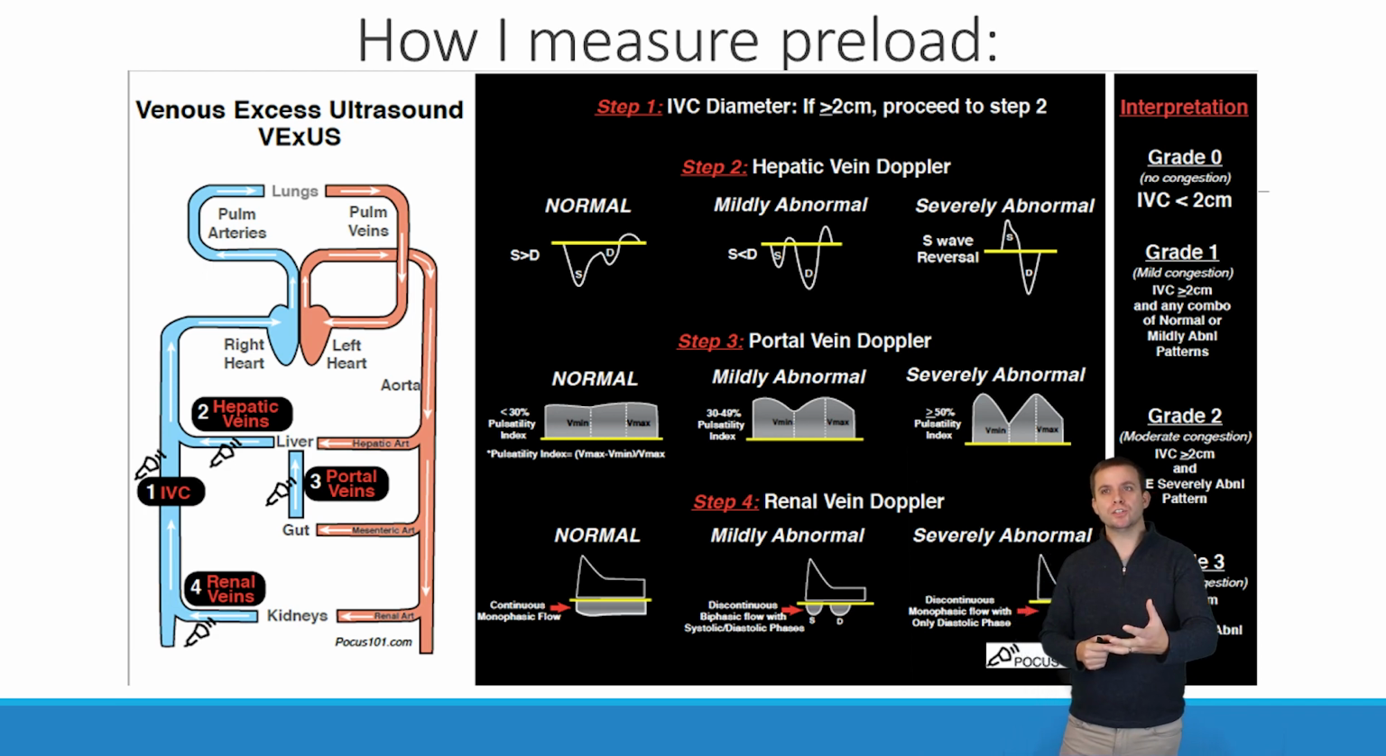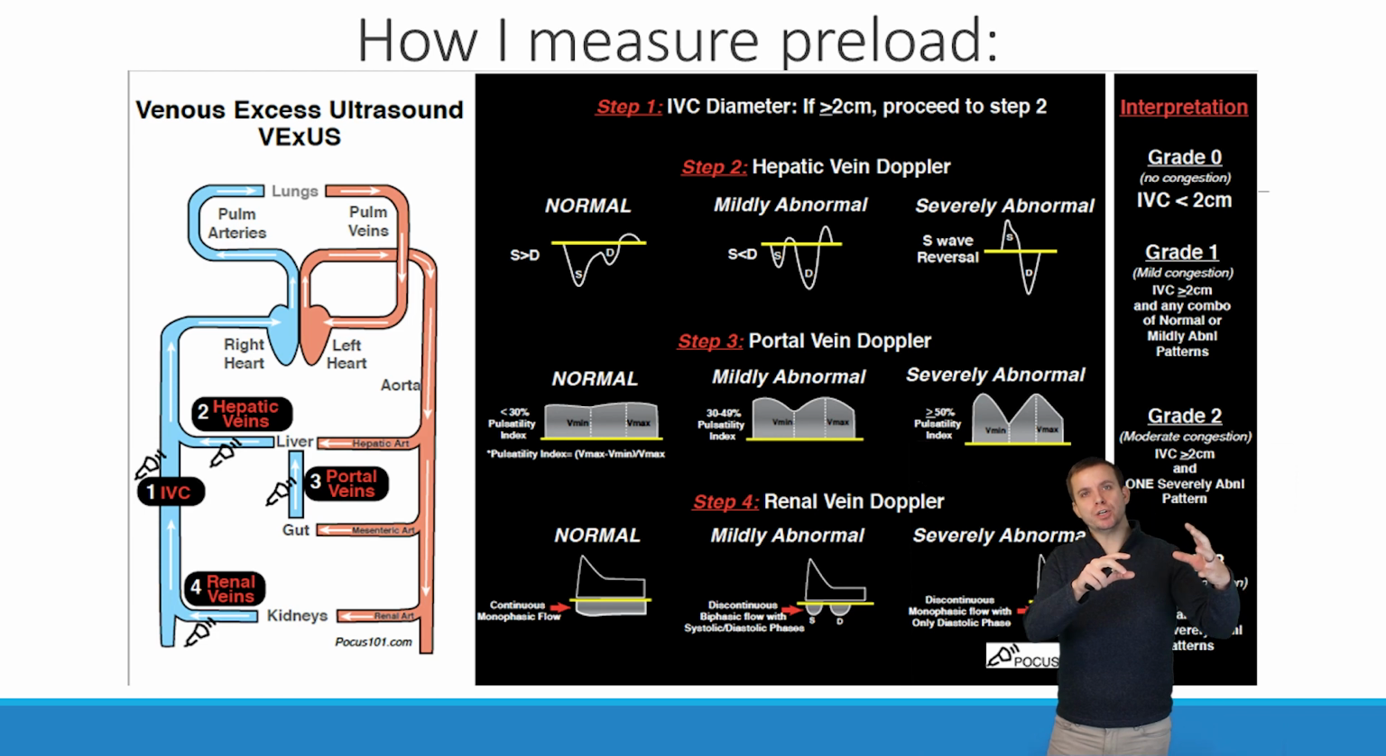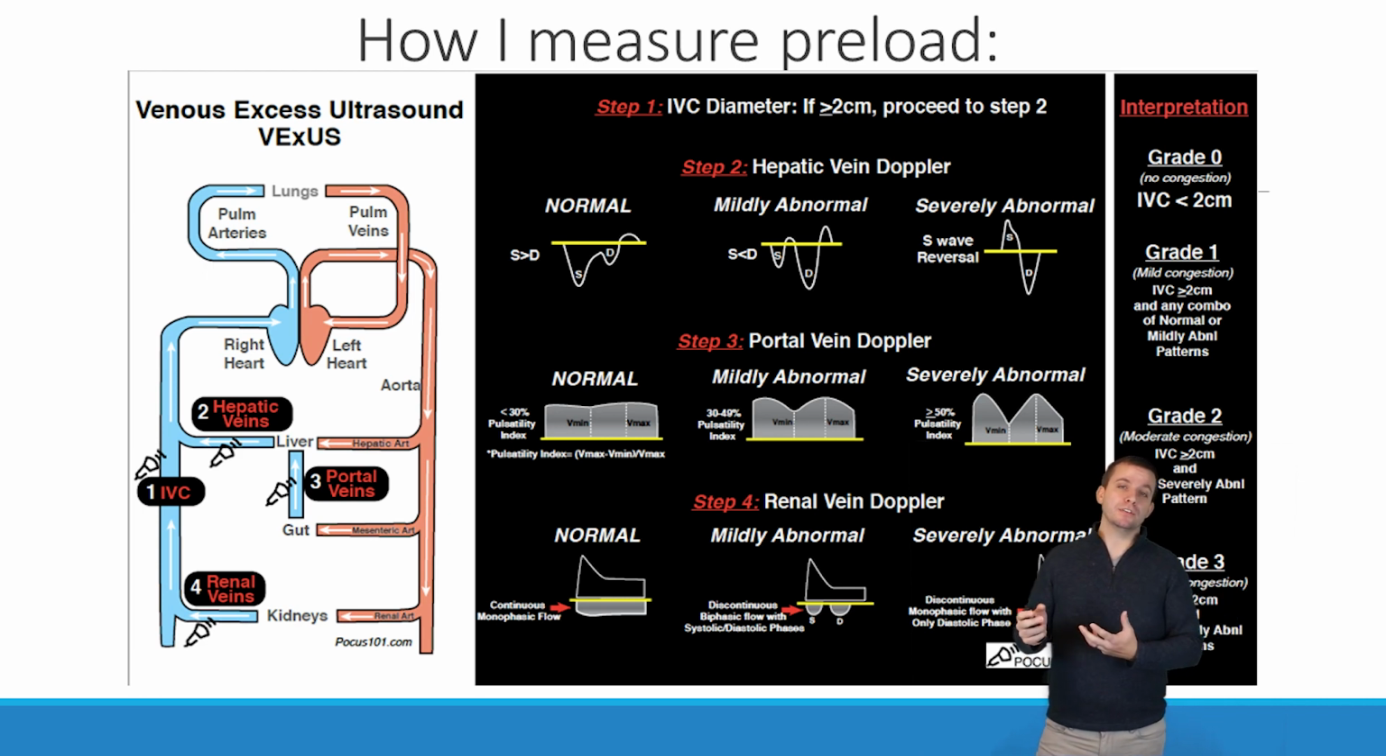And this is what it's showing. In step 2, you would look at your hepatic vein Doppler. The blood should always be going from the liver to the right heart, so it should be going below the yellow line. If it's going the opposite direction, it's going to go above the yellow line.